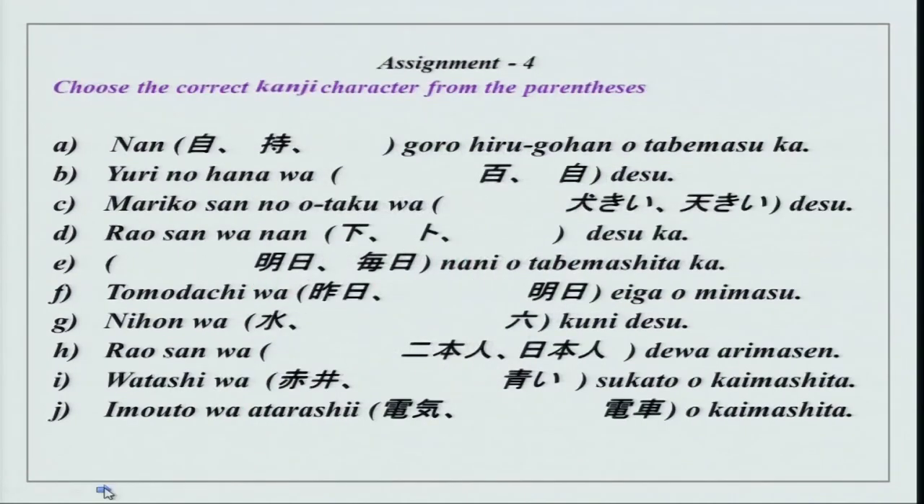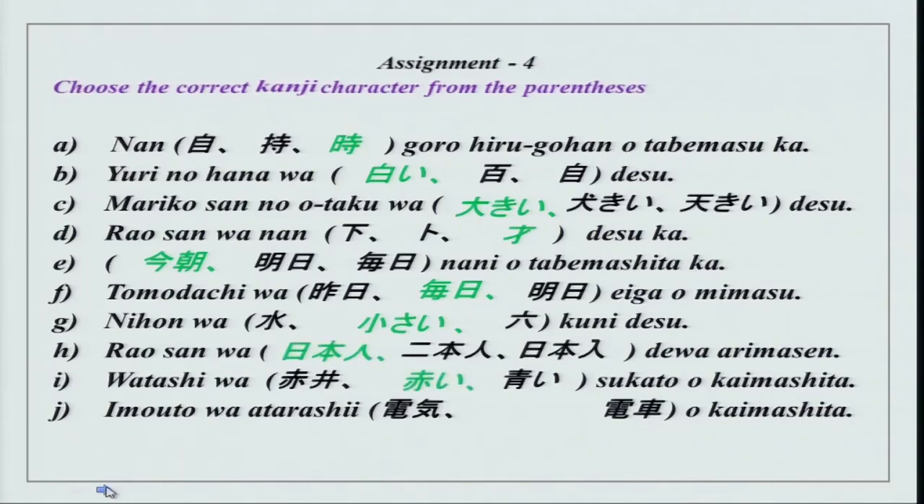Now over here you have kanjis which you need to practice. So the sentences are nan dash goro hiru gohan o tabemasu ka. The kanjis will come and they are all in green, so it will be easy for you to understand. You can see and check your kanji characters. Oki, sai, kesa, mainichi, chiisai, nihonjin, akai, and so these are the kanji characters, you can check them.